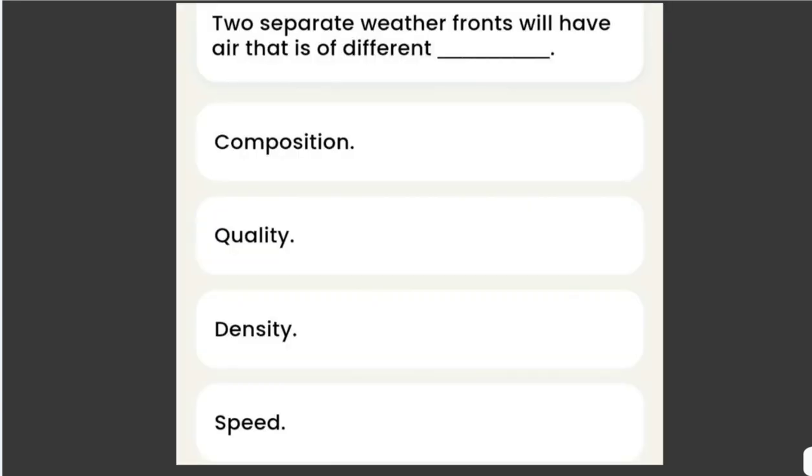Two separate weather fronts will have air that is of different composition, quality, density, or speed. So what are weather fronts? Weather fronts are distinct in their density, which is affected by moisture content and temperature. So the answer here should be density.